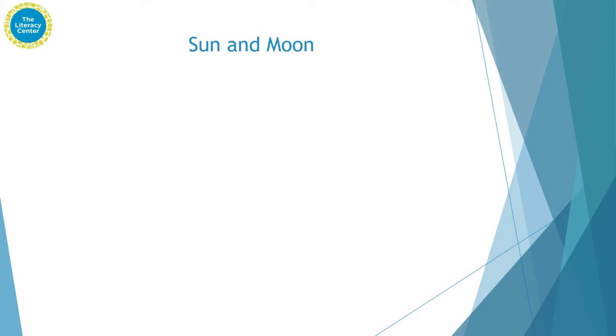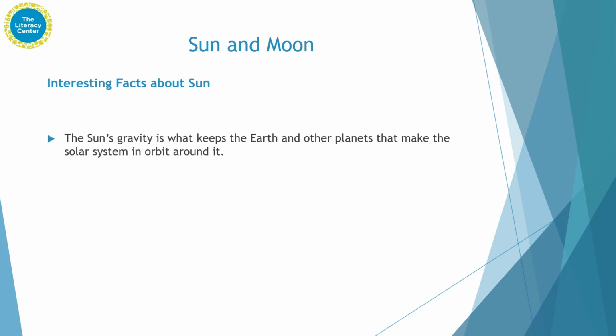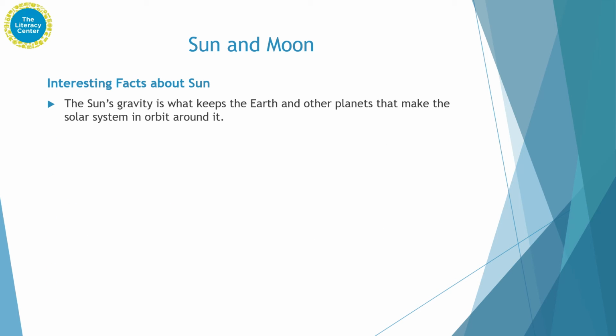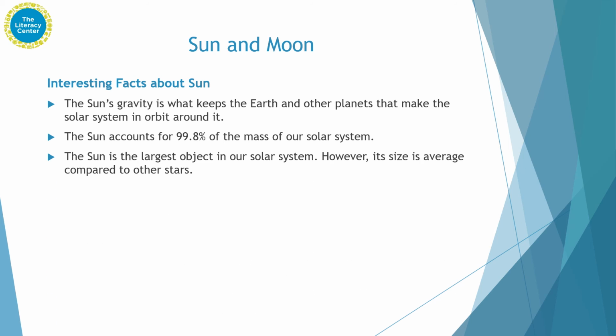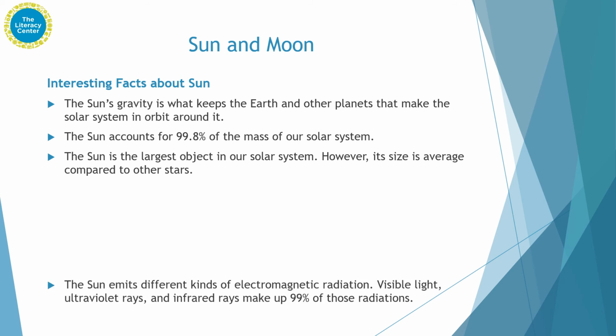Let me share some interesting facts with you about the Sun and the Moon. So, what do we know about the Sun? The Sun's gravity is what keeps the Earth and other planets that make the solar system in orbit around it. The Sun accounts for 99.8% of the mass of our solar system. The Sun is the largest object in our solar system. However, its size is average compared to other stars.